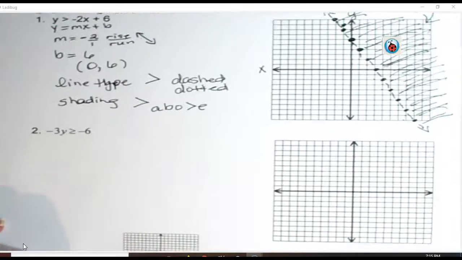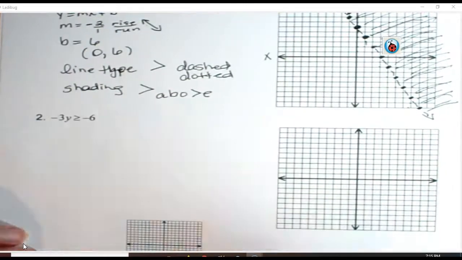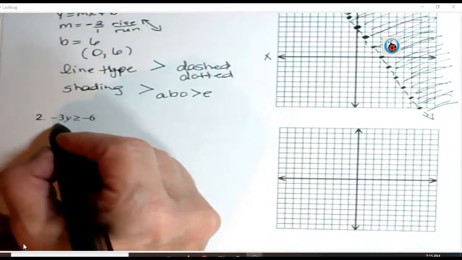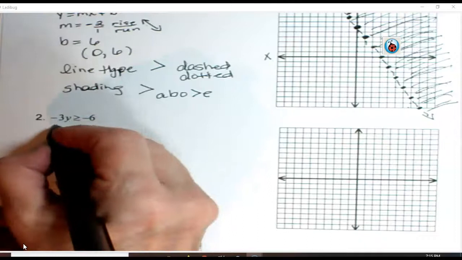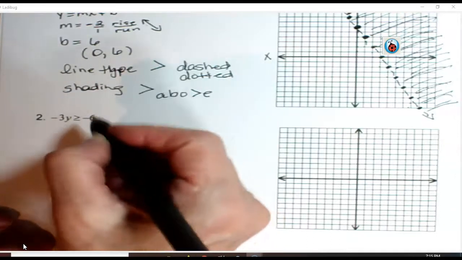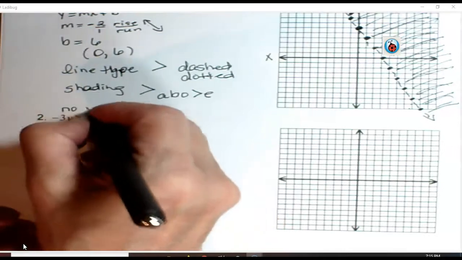Okay, let's move on down to number 2. Number 2 is not yet in the y equals mx plus b format because we've got a negative 3 here. So I'm going to go ahead. I don't have to move the number over because it's already over, and I don't have an x. No x variable.